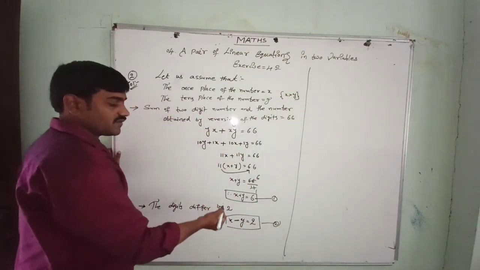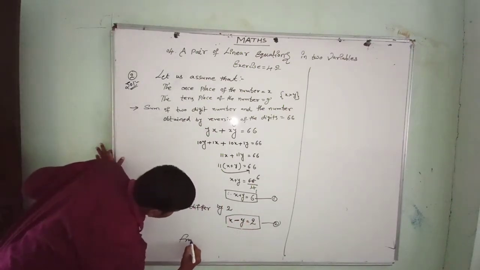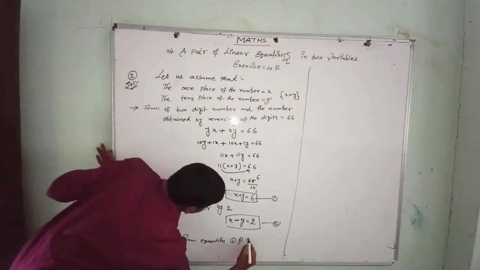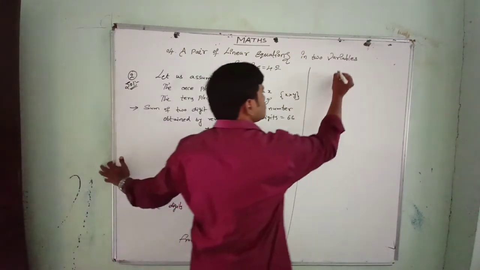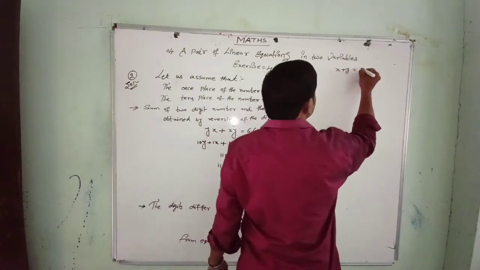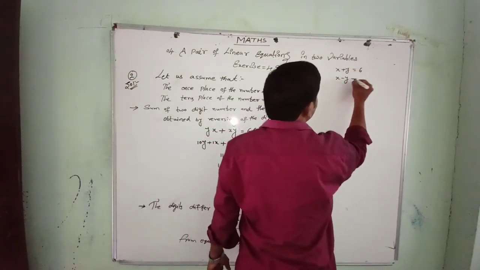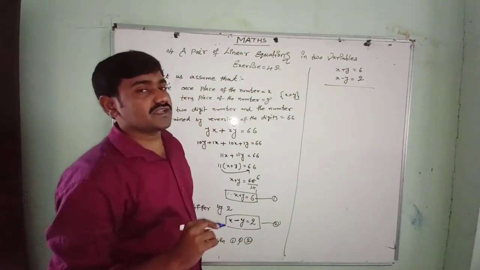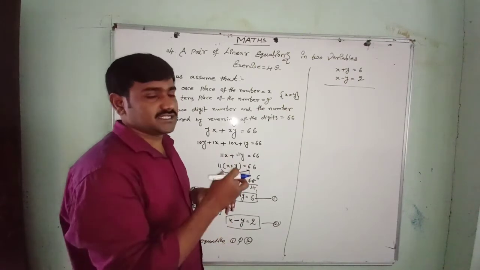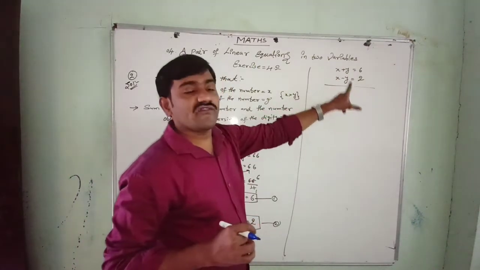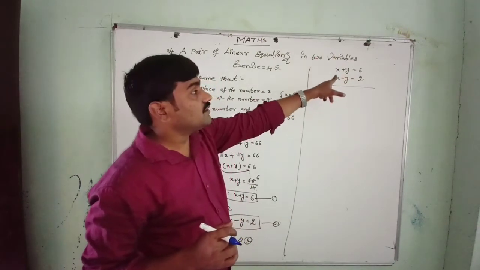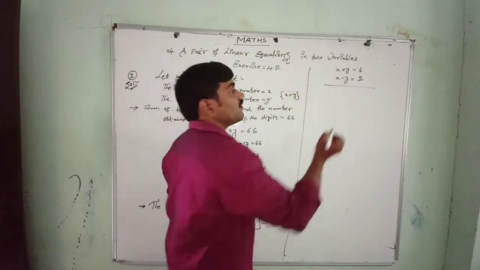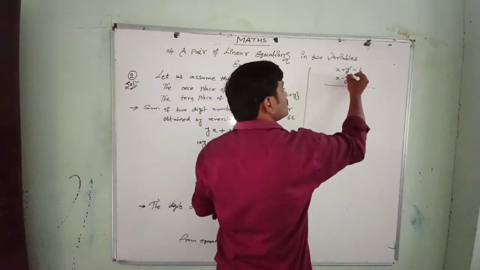Now from equation number 1 and 2, by using the elimination process, x plus y equal to 6, x minus y equal to 2. See, the x coefficients are equal, the y coefficients are equal. So we have to observe which we can cancel. Do you want to cancel x or y? If you concentrate on the y coefficients, one is plus 1 and the other one is minus 1. One is plus y, the other one is minus y. So both we can cancel.